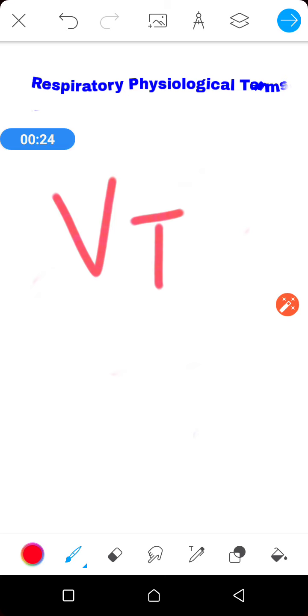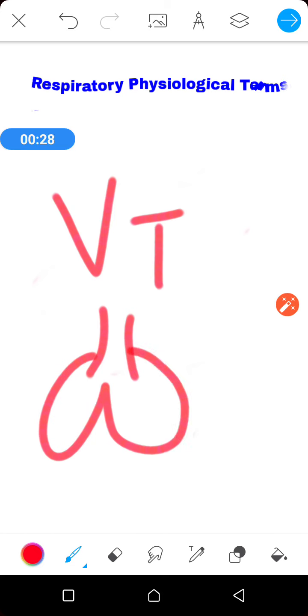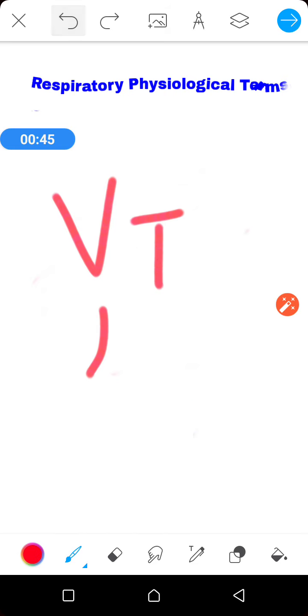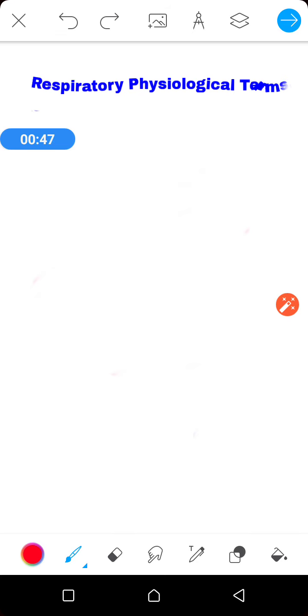Okay, that means a person is, just imagine lungs. The person is taking a breath, and the air which comes inside during a normal breath, or the air which goes outside during the normal breath, this is known as the tidal volume. Okay, now coming to the inspiratory reserve volume.